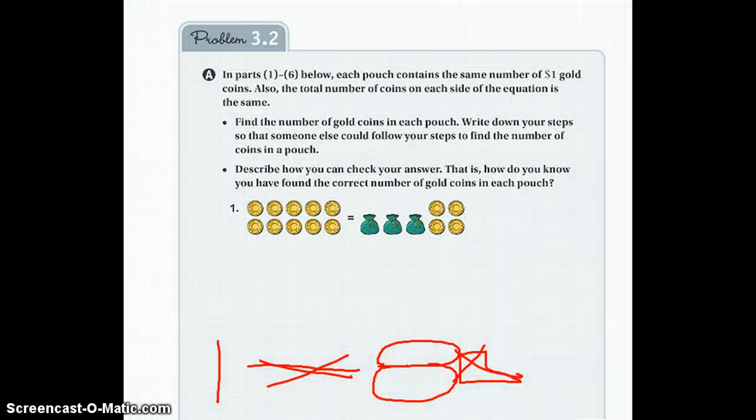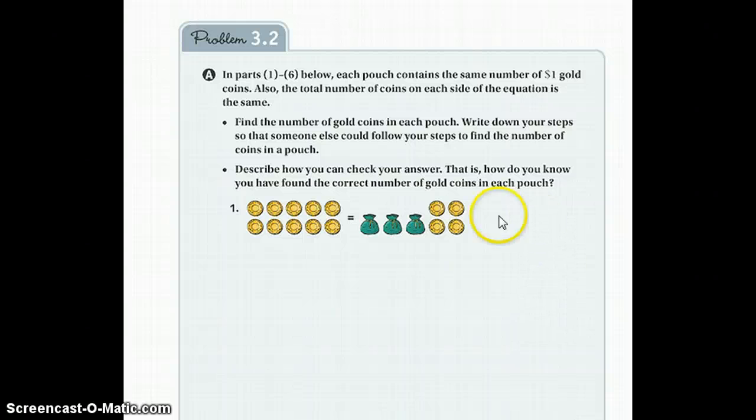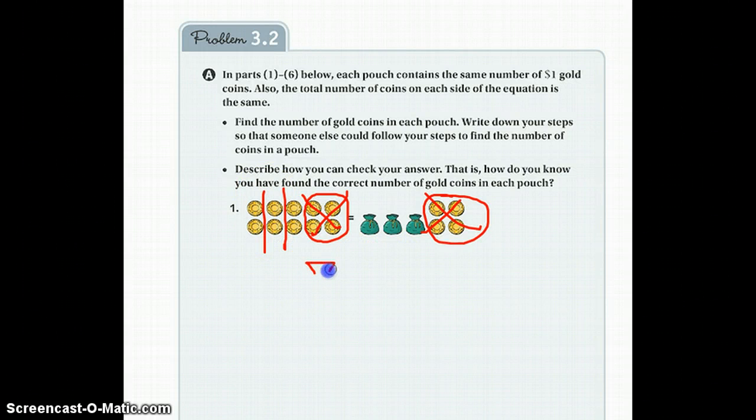Then if we go to our next problem, here we have 2, 4, 6, 8, 10 coins that should fit into 3 pouches with 4 additional coins left over. Same concept we should do. Here's 4 and here's 4, so we know that these are the additional coins that will not fit in the pouch. So we have 3 pouches and 6 coins. If we divide those up, that means each pouch will have 2 coins.